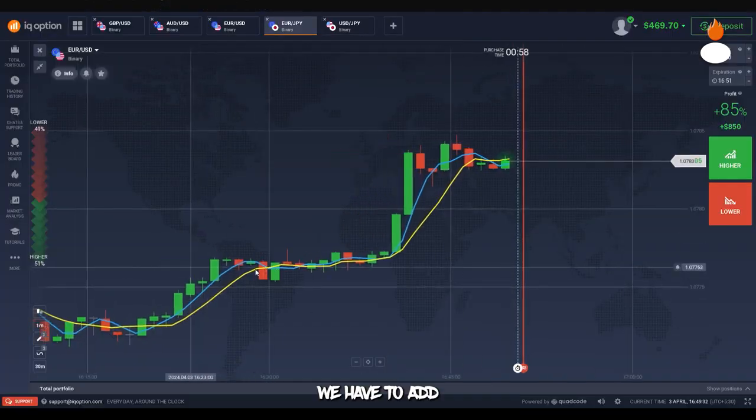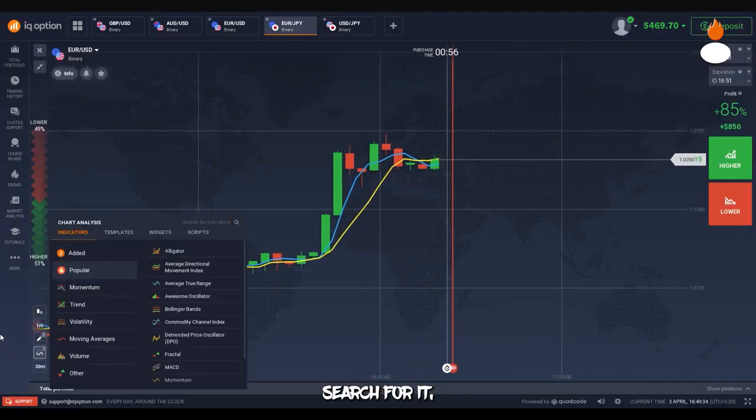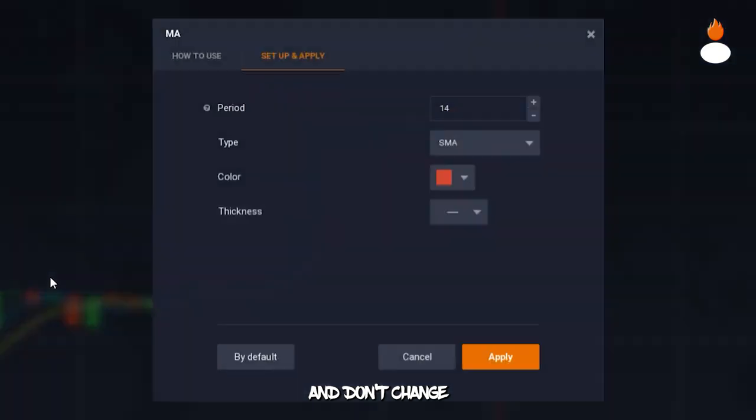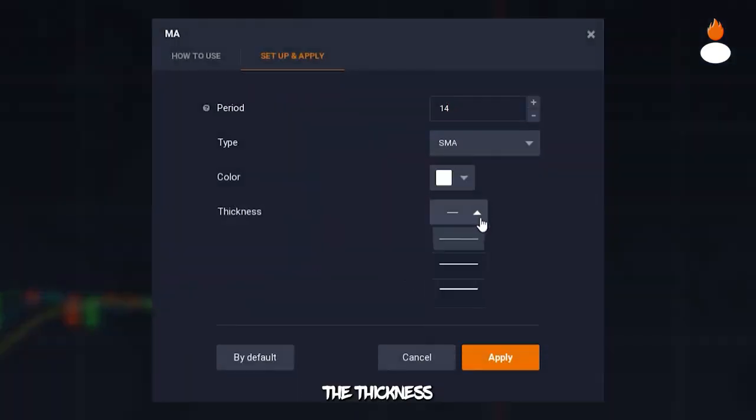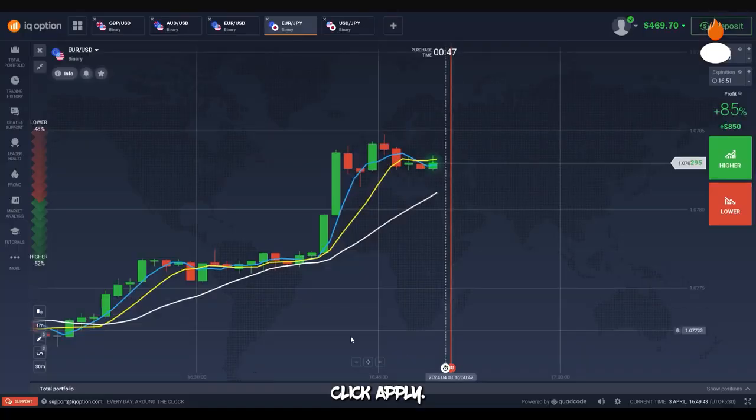Now, we have to add the moving average once again. Search for it, click on it, and don't change the period this time. Just change the color to white and increase the thickness a little bit. Click apply. Okay, now let's add the MACD indicator.